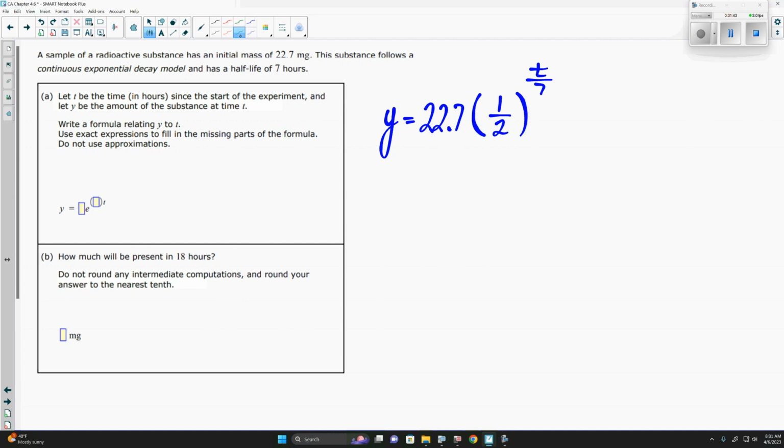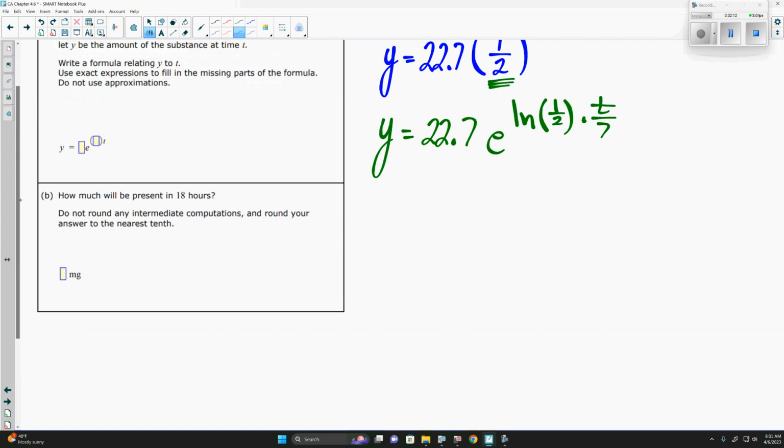Now to write it in our e form, we will still have the 22.7. e. In the exponent of e, we're going to take the natural log of whatever our base was. So in this case, it's going to be 1/2. And it's going to be multiplied by t over 7. And that there is the equation.